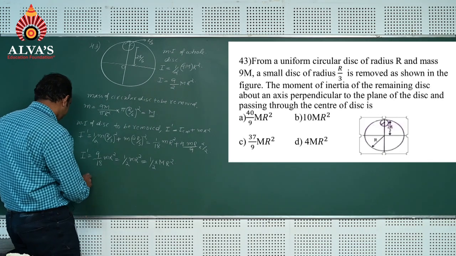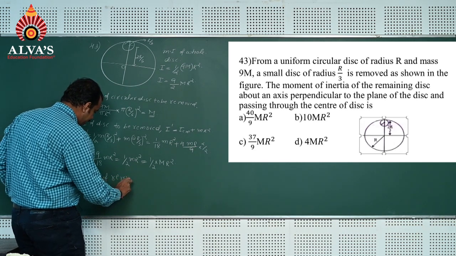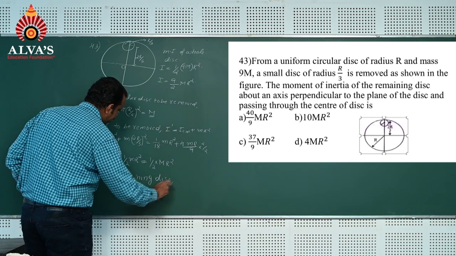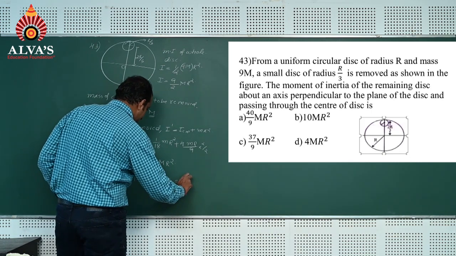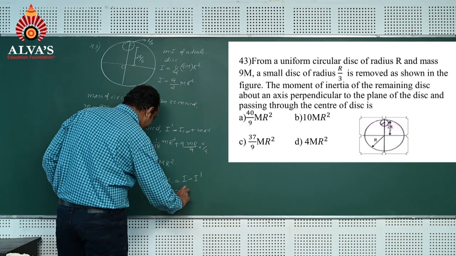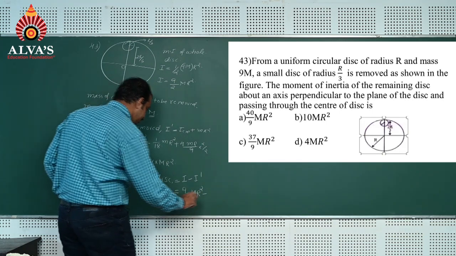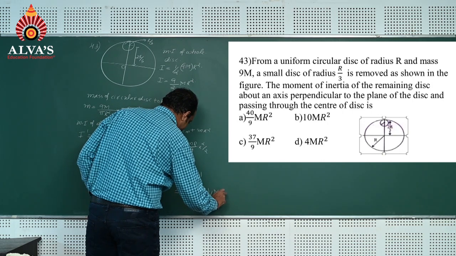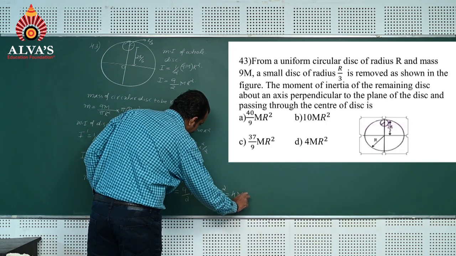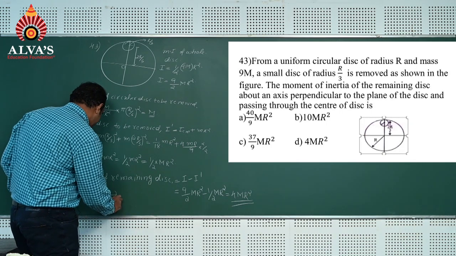Now the moment of inertia of the remaining disk is equal to I minus I dash, which is 9 by 2 m r square minus 1 by 2 m r square. 9 minus 1 is 8, which gives 4 m r square. 4 m r square is the right answer. So option D is the correct option.